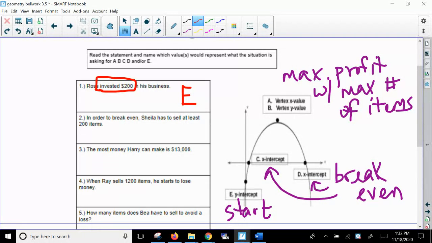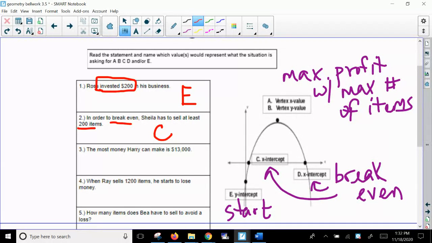Number two, in order to break even, Sheila has to sell at least 200 items. Keyword is break even. So to break even, she's got to sell 200 items. That's going to be my first x-intercept. That's C.